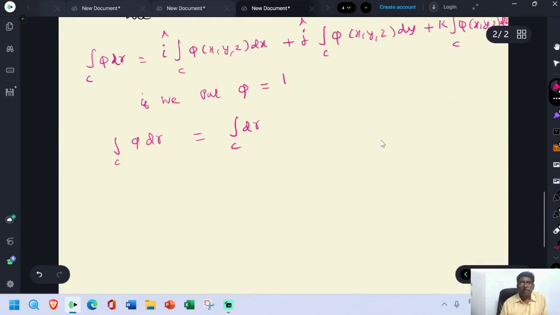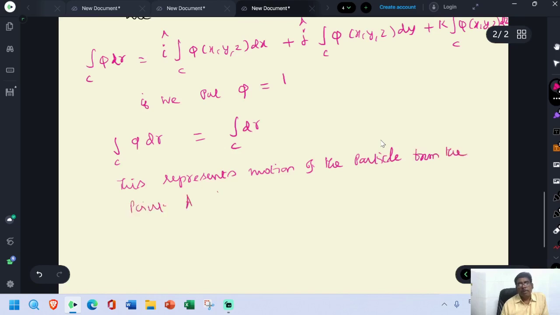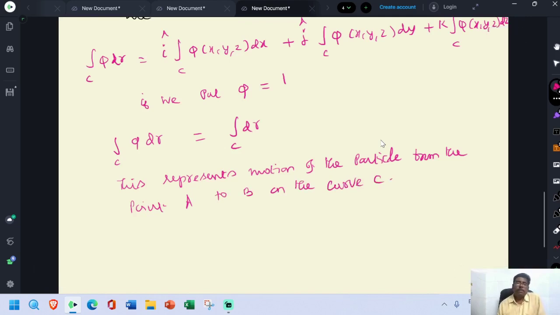This represents motion of the particle from the point A to B on the curve C. In this way, we should understand the term line integral.